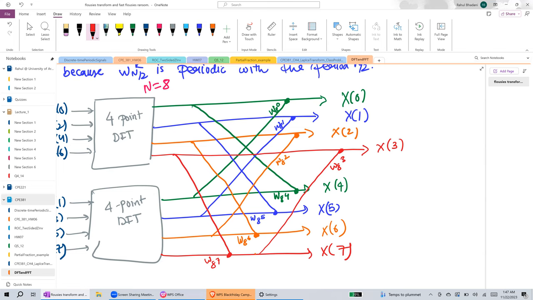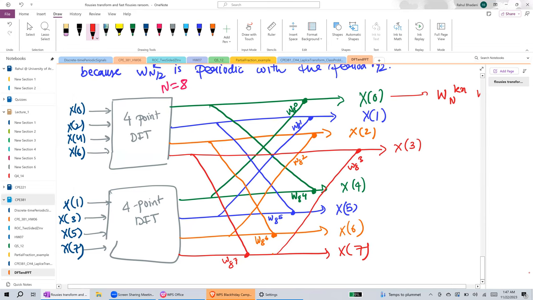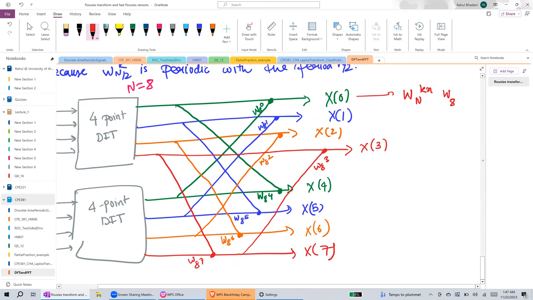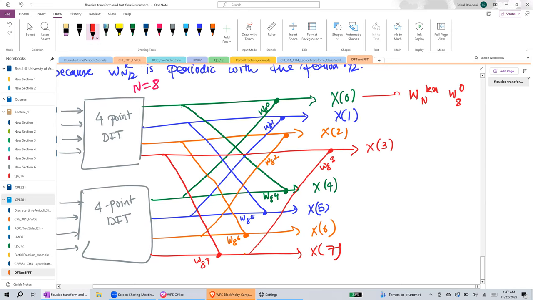So in this case, generally, we are considering W8 and K n. And for this, K is 1. So W8 n equal to 8. Okay, K is 0. And then we will have an n that will vary, right? So that's why n will change. So this is what we have in this case.